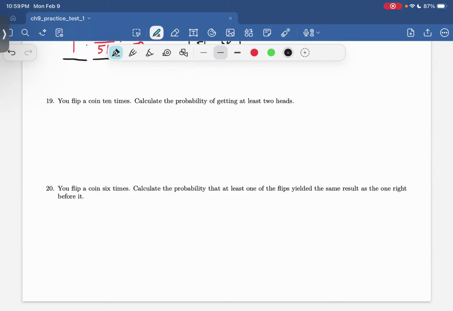Okay, I'll write this out. Probability of at least two is equal to 1 minus the probability of zero heads minus the probability of one head. Make sense?